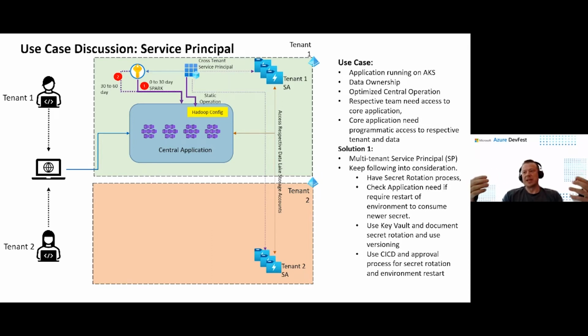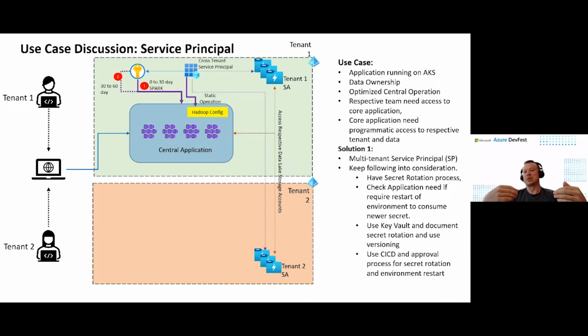Now, some things to keep in mind when you use this cross-tenant or multi-tenant service principal. You still need to manage a secret. A secret is a password, so it is very sensitive information that you need to take care of. Good practice is obviously to rotate this secret, every 30 days, 60 days, 90 days, depending on the policy. I think the shorter the better. And you want to do that using built-in services in Azure. Key Vault can help you do that. You have automated secret rotation, you have versioning.